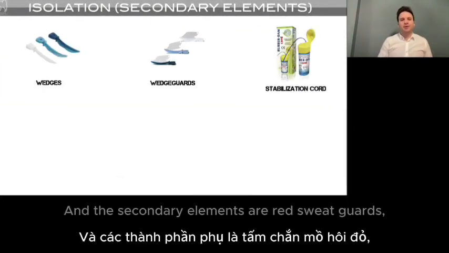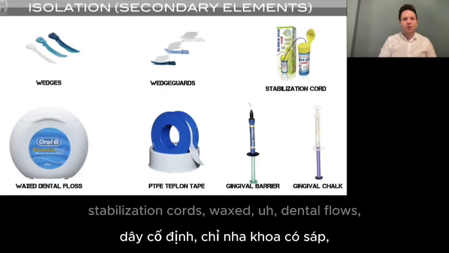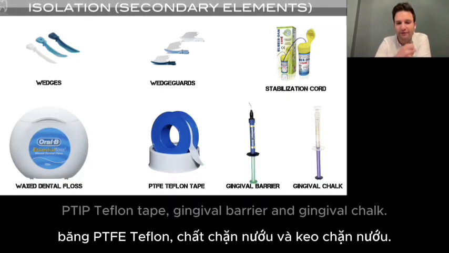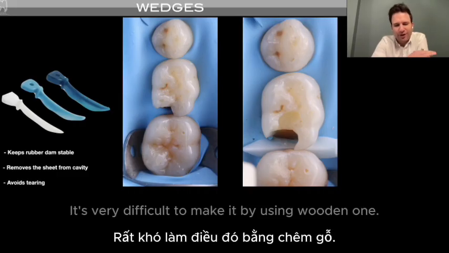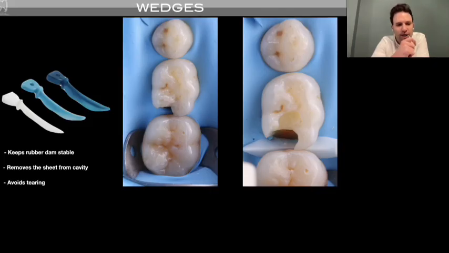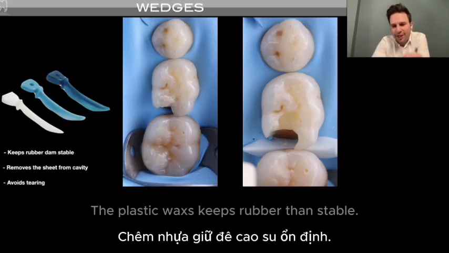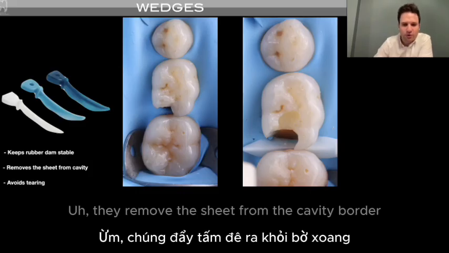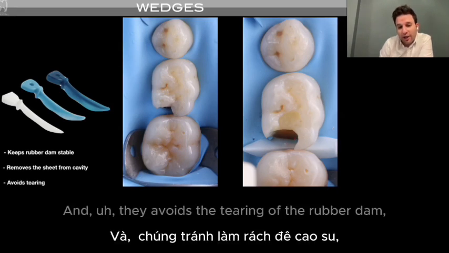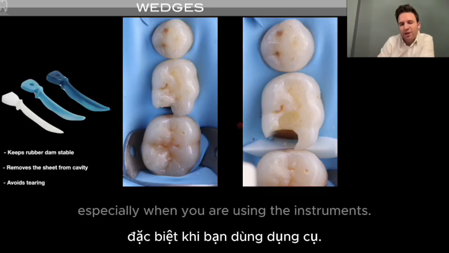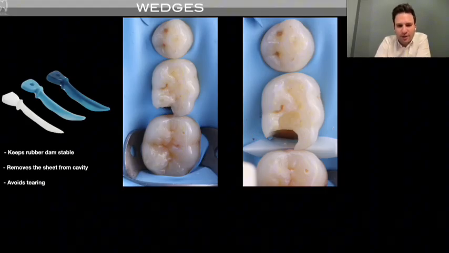And the secondary elements are wax, wedge guards, stabilization cords, waxed dental floss, PTFE Teflon tape, gingival barrier, and gingival chalk. The first one is wedges. The plastic wedges, not wooden ones. It's very difficult to do this using wooden ones. The plastic wedge keeps the rubber dam stable. They remove the sheet from the cavity border, like here, especially for the bottom border, and they avoid tearing of the rubber dam, especially when you are using the instruments.